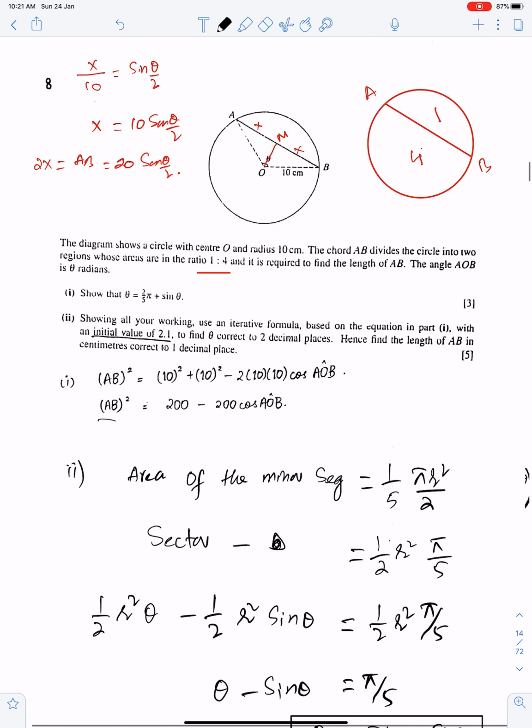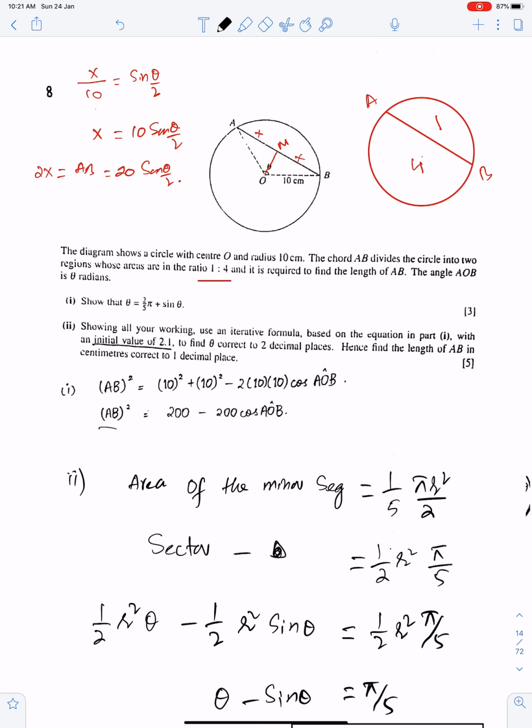This is the type 7 question. Part 1 is of type 7. According to my notes, the diagram shows a circle, center O and radius 10. The chord AB divides the circle into 2 regions in the ratio 1:4. And the angle AOB is theta. Show that this thing. See, this is 1 and this is 4. This diagram is here. This segment is 1 and this is 4 in ratios.